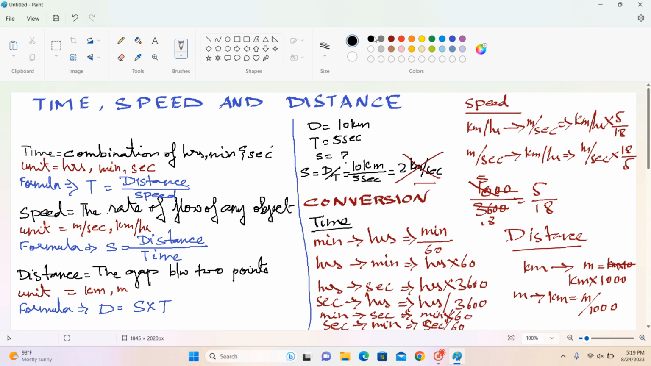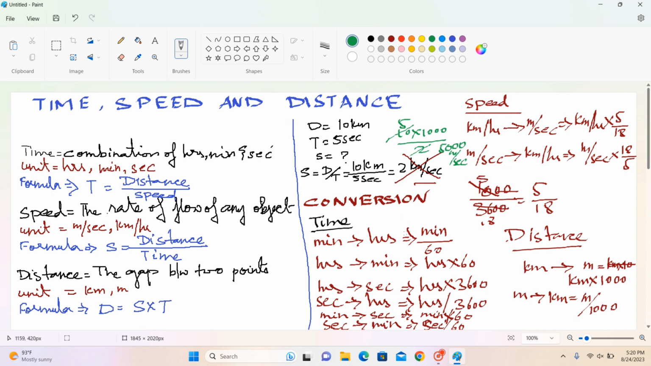Now, in this question, if we need to convert this 10 kilometer to meter, this will become 10 into 1000 divided by 5. Now you can do the cancellations. So the answer will be 5000. And 5000 what? Meter per second. Because units are very much important in the topic time, speed and distance.